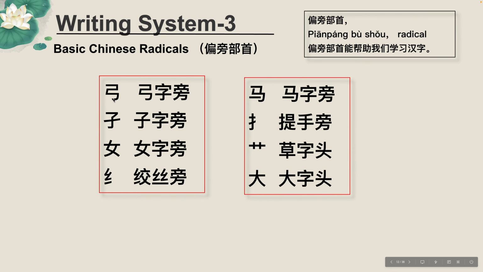弓 means the weapon bow, so characters with 弓字旁 are associated with that. 张 means open, to open the bow. 弹 means to shoot. 强 means strong or powerful.